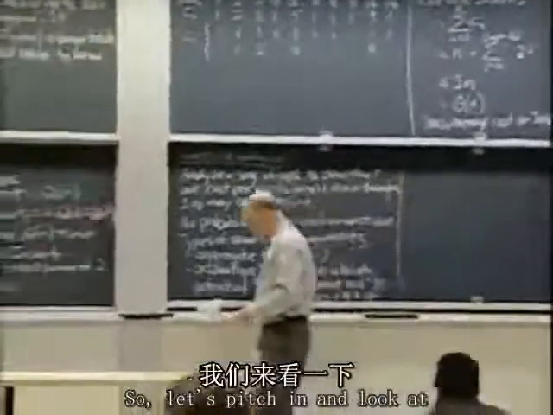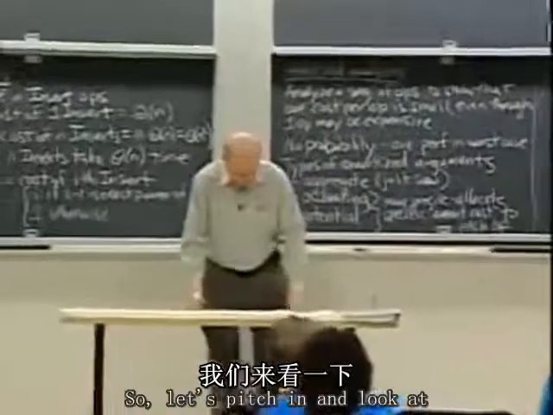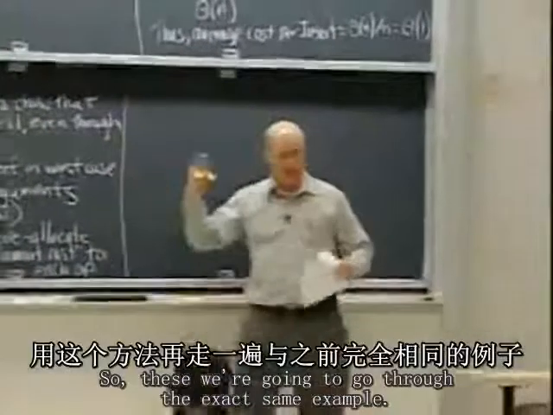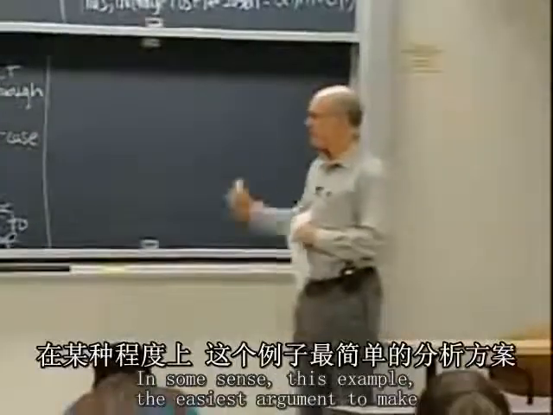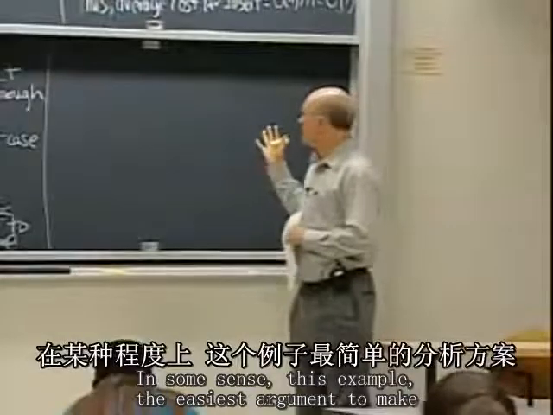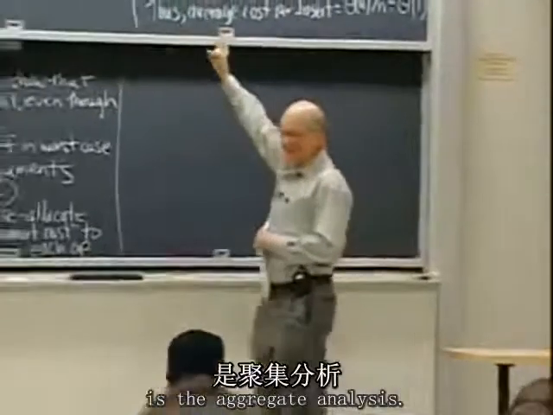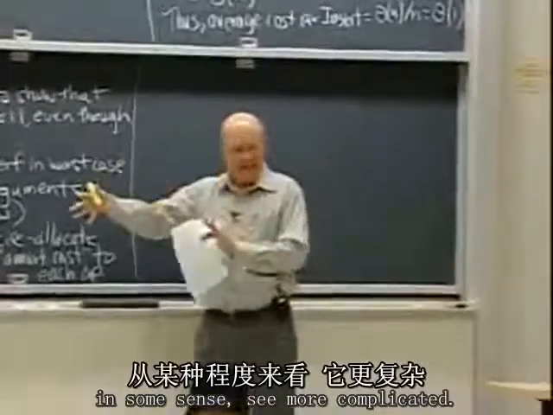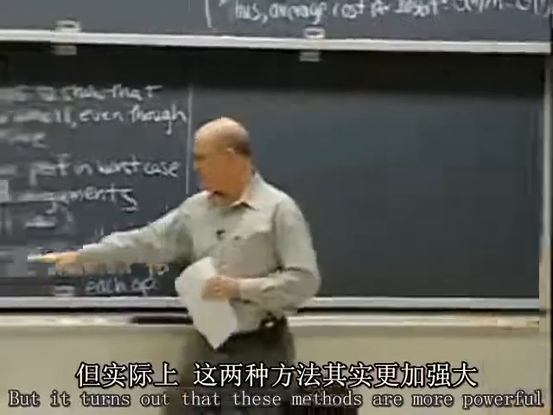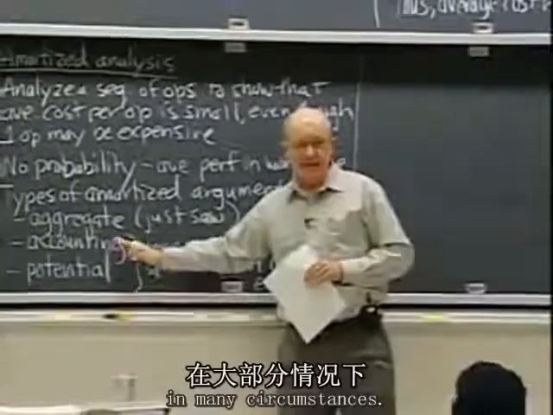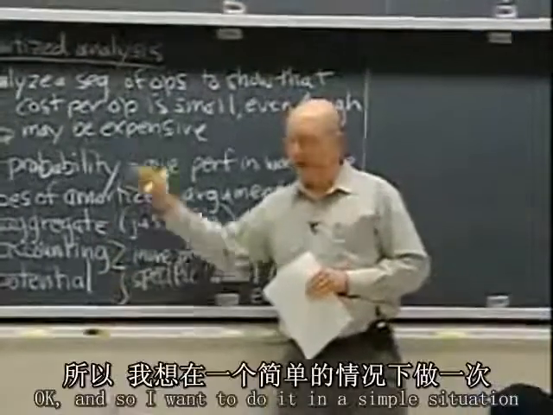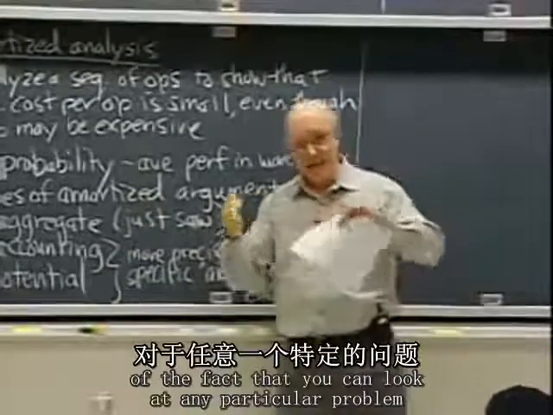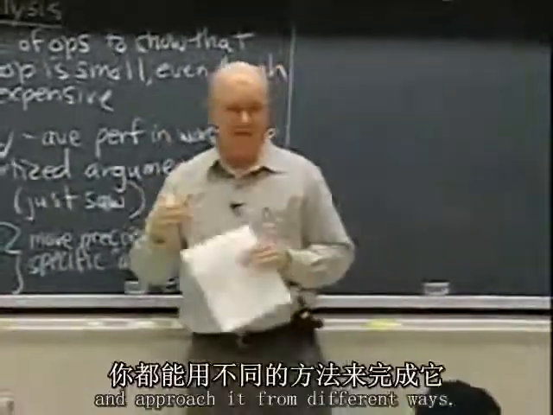So let's pitch in and look at the accounting method as our first method. We're going to go through exactly the same example. In some sense, the easiest argument to make for this example is the aggregate analysis. So we're going to get into arguments that in some sense seem more complicated, but it turns out that these methods are more powerful in many circumstances. And so I want to do it in a simple situation where you have some appreciation of the fact that you can look at any particular problem and approach it in different ways.